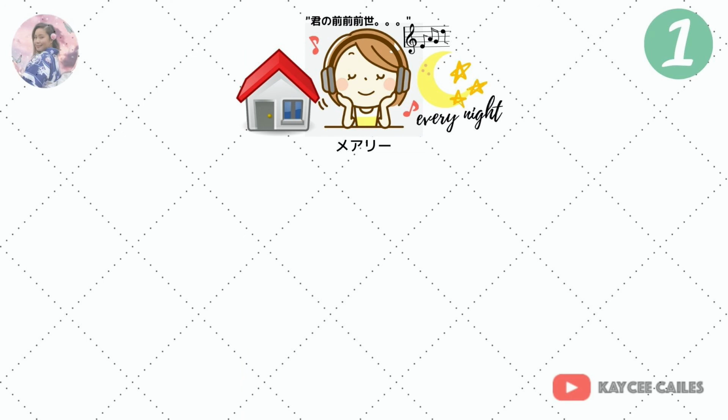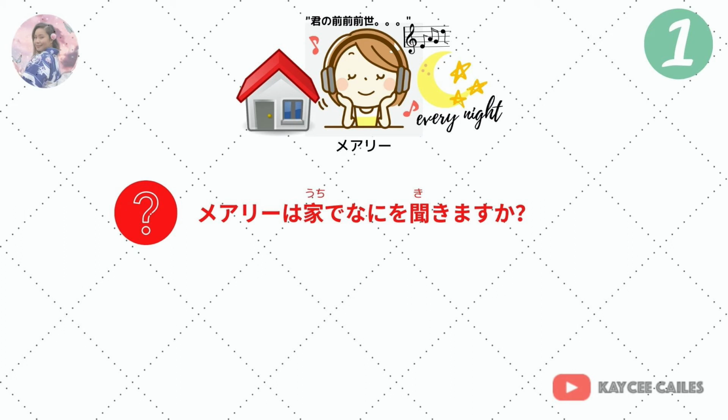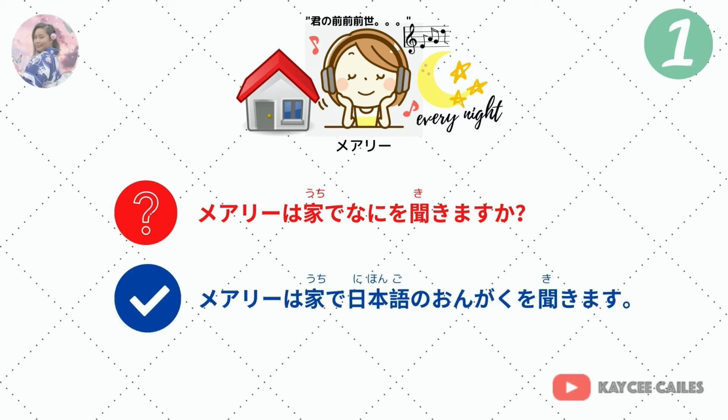At number 1, we have this illustration. My question is, Meari wa uchi de nani o kikimasu ka? Can you guess the answer correctly? Meari wa uchi de Nihongo no ongaku o kikimasu.